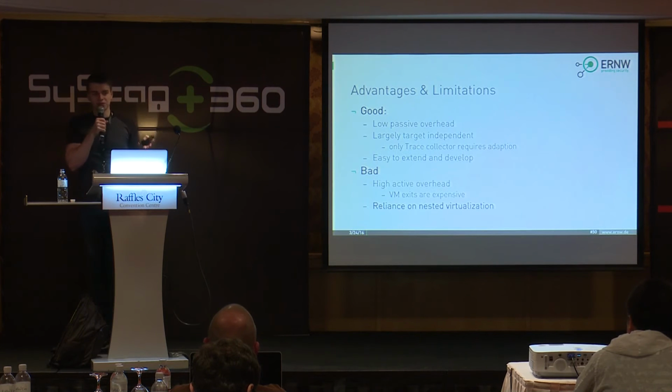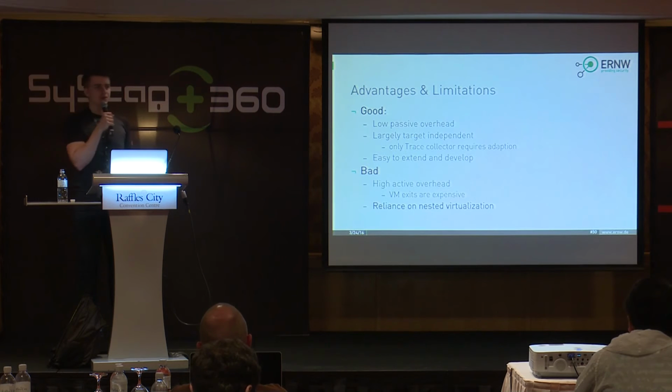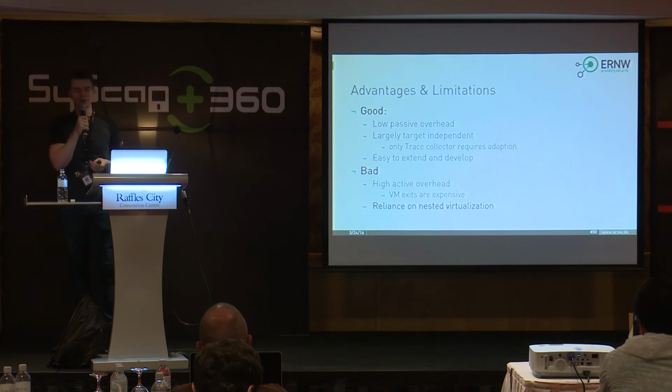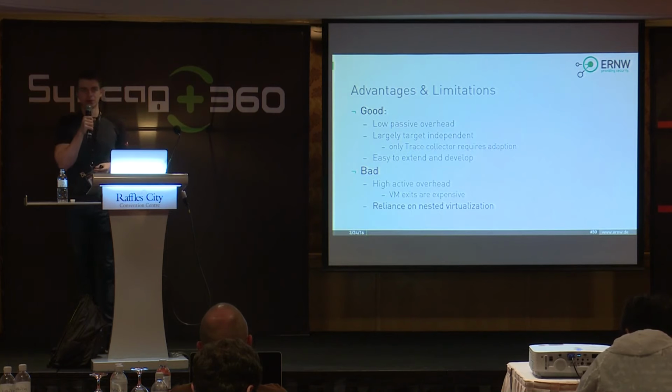So, advantages of this implementation: you have a really low passive overhead because it's just hardware-assisted virtualization. So it's not like the Bochs CPU software emulation or something. It's largely target independent, so you can use this to analyze every hypervisor you want to. You can even use it to analyze a sandbox or something. You just have to adapt certain code areas in the trace collector. And it's really easy to write and extend because it's just user space C code.